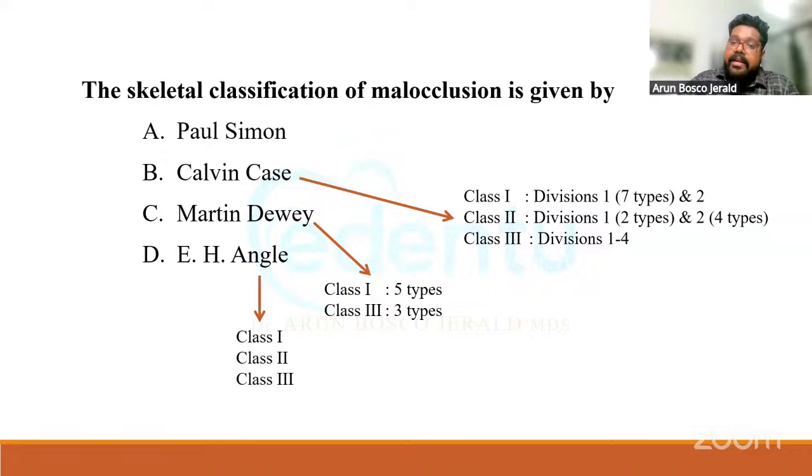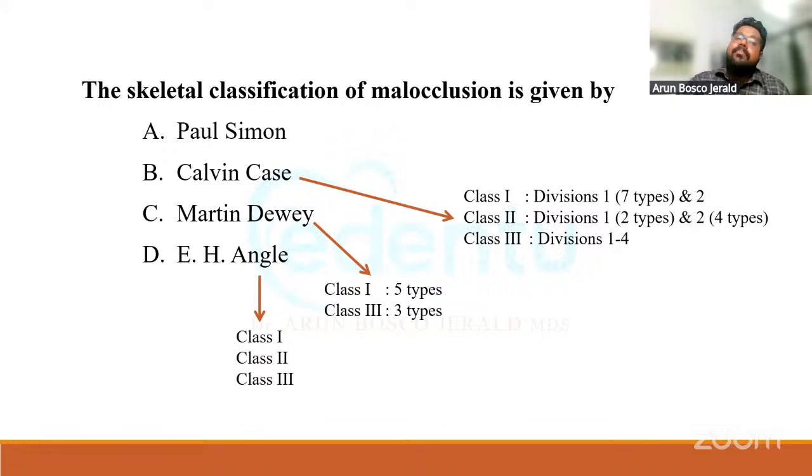He has divided class 1 into division 1 and division 2, in which he has given 7 subtypes for division 1 of class 1. In class 2 division 1, he has given 2 subtypes, and class 2 division 2, 4 subtypes. And the entire class 3 is divided into 4 divisions by Calvin Case. So all these 3 classifications are dental classifications. So these 3 cannot be the answer.